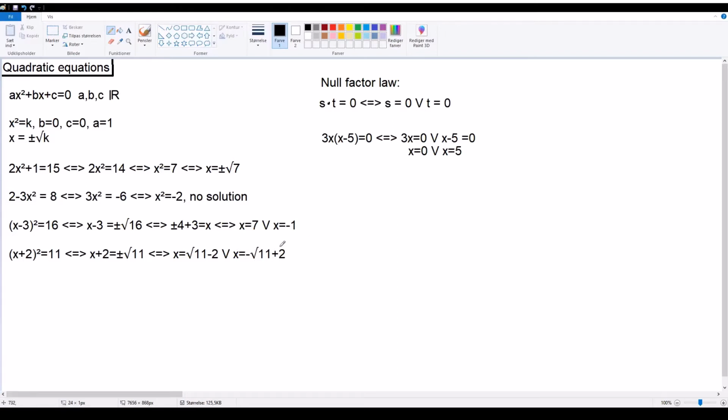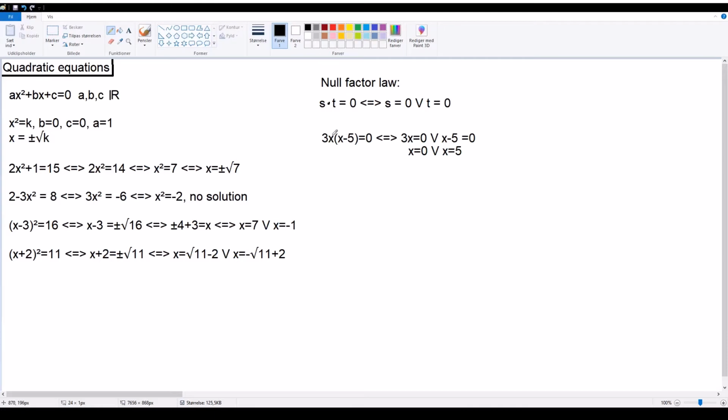Next, we have the Null Factor Law, which is essentially that you can have two variables, s and t. If you multiply those together and it's equal to 0, it means that either s is equal to 0 or t is equal to 0, which is why I said and/or earlier here.